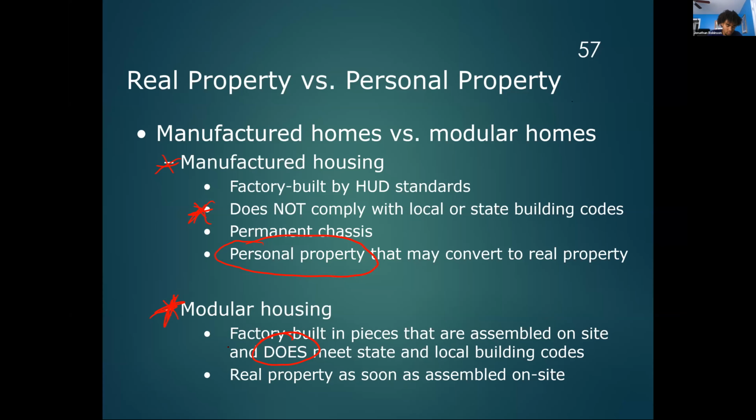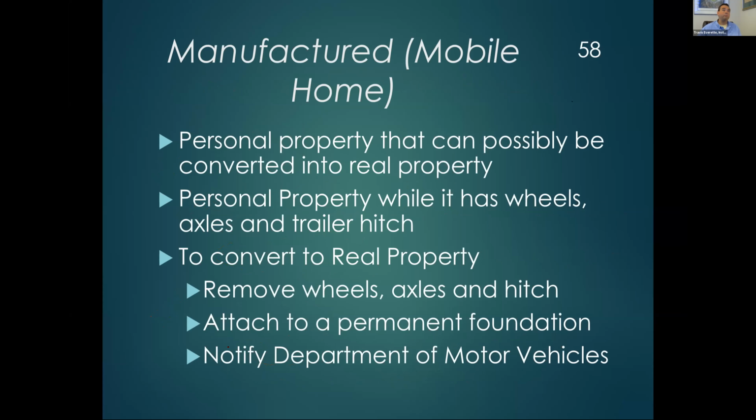That's the big difference between modular homes and manufactured homes. Manufactured homes obviously can be converted into real property, because you can take any personal property and convert it to real property by permanently attaching it. And these are those 3 steps that we talked about earlier: remove the wheels and axles, attach it to a permanent foundation, and then turn in the title to the Department of Motor Vehicles.